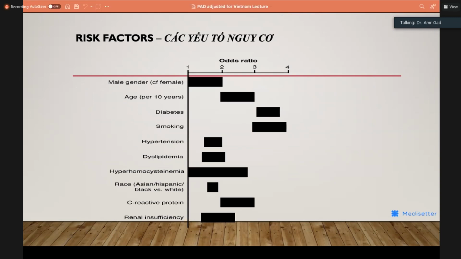Risk factors for peripheral vascular disease. In this slide, it is shown by what's called the odds ratio. Odds ratio means we compare the factors that we think are risk factors for the appearance of peripheral vascular disease. As we can see, there are lots of factors, but the main two factors, as you see with increased rates, are diabetes mellitus and smoking. Of course, other factors give a hand, but the main two factors are diabetes mellitus and smoking.